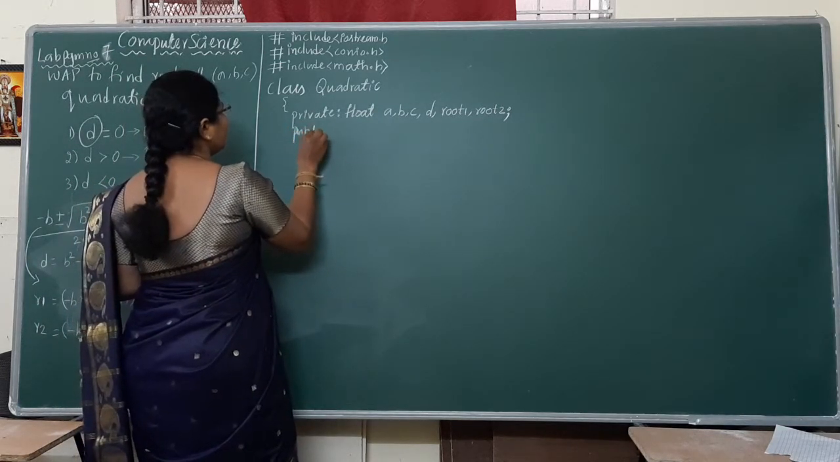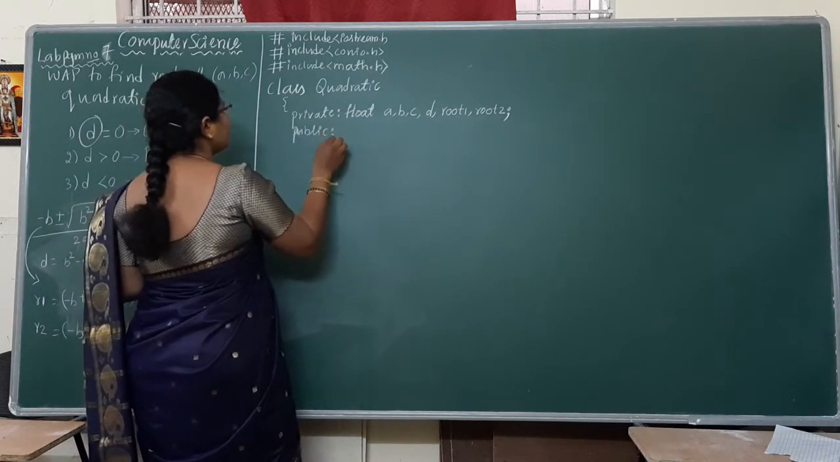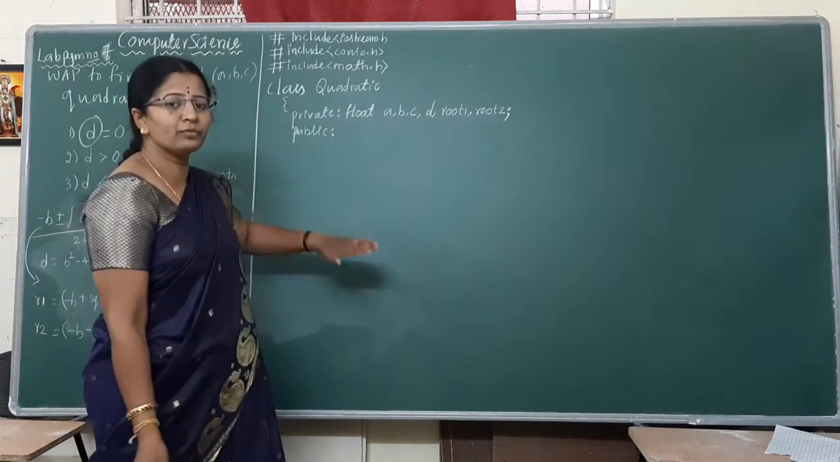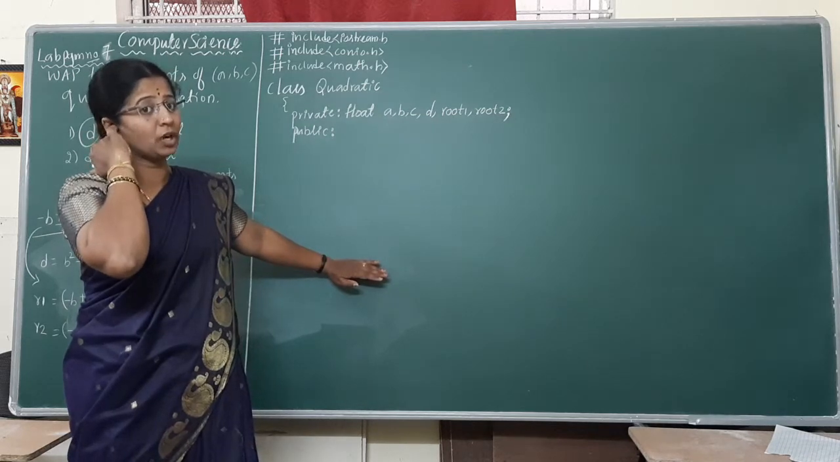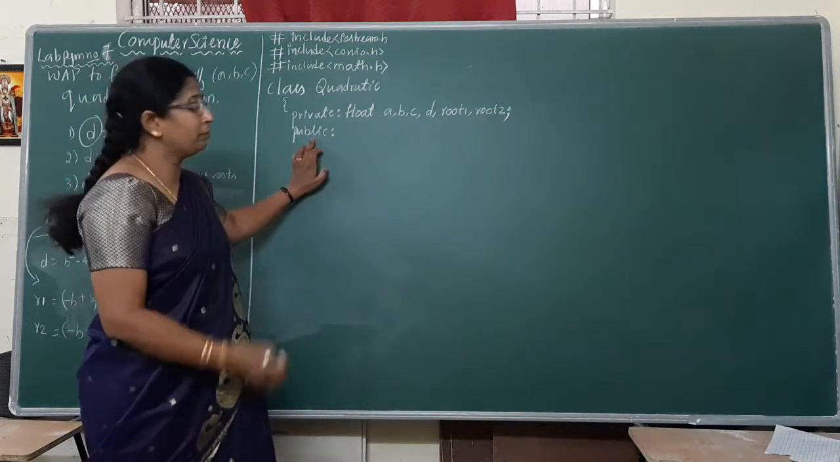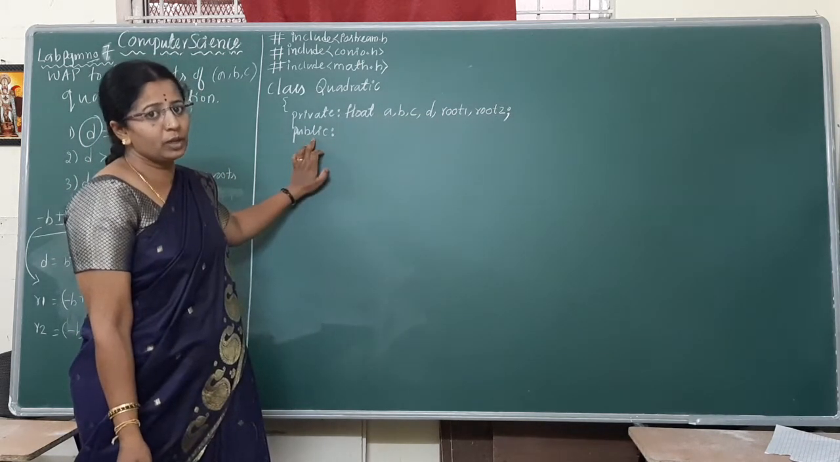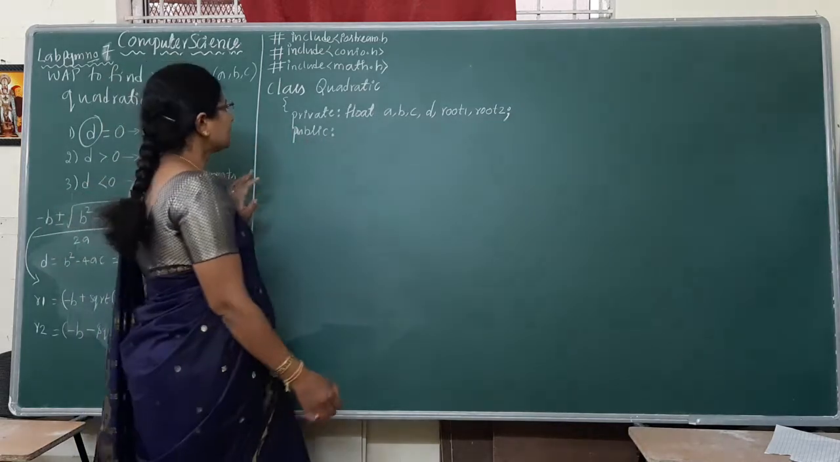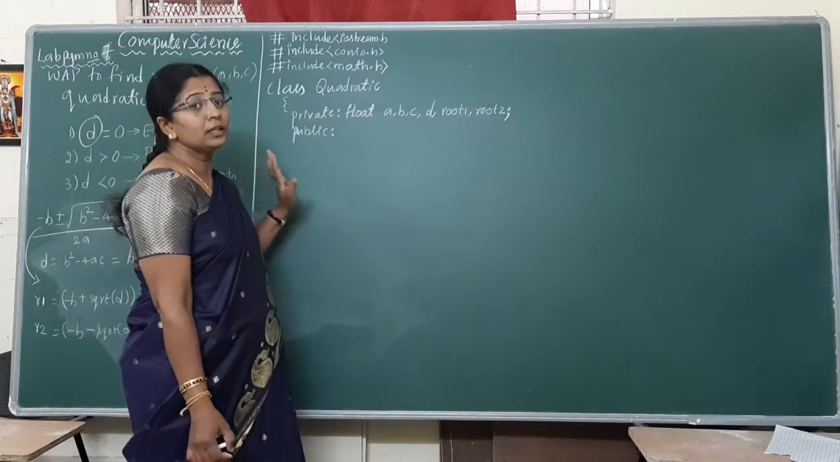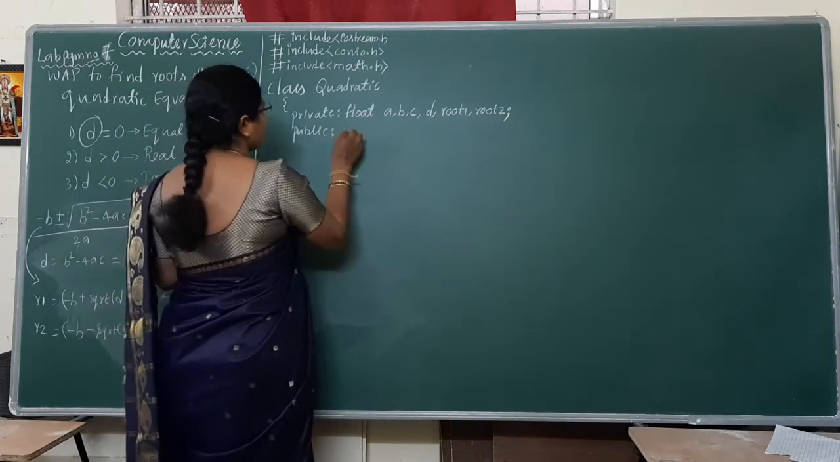Then declare under public. Why do we need to declare under public? Defining the member function outside the class. If you want to define the member functions outside the class, only public will be allowed. Private and protected will not be allowed to define outside the class. Hence member functions will be written under the public access specifier.